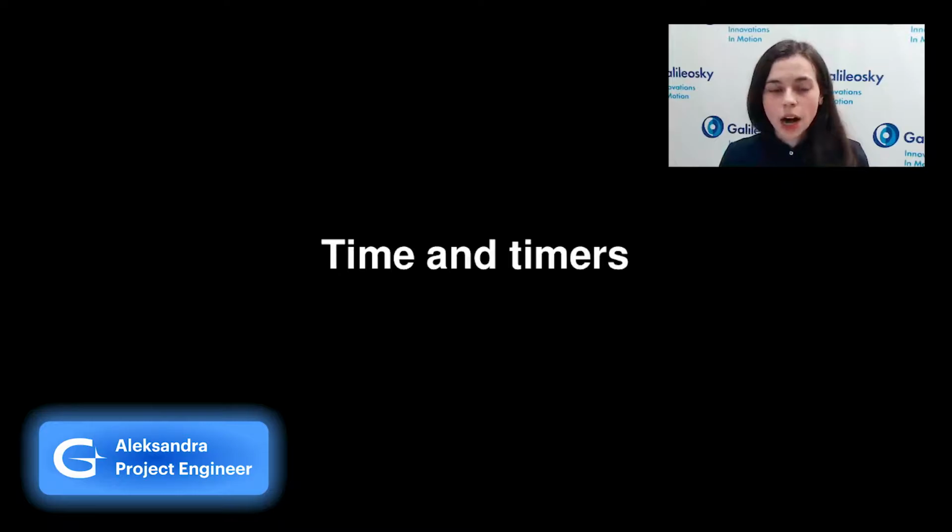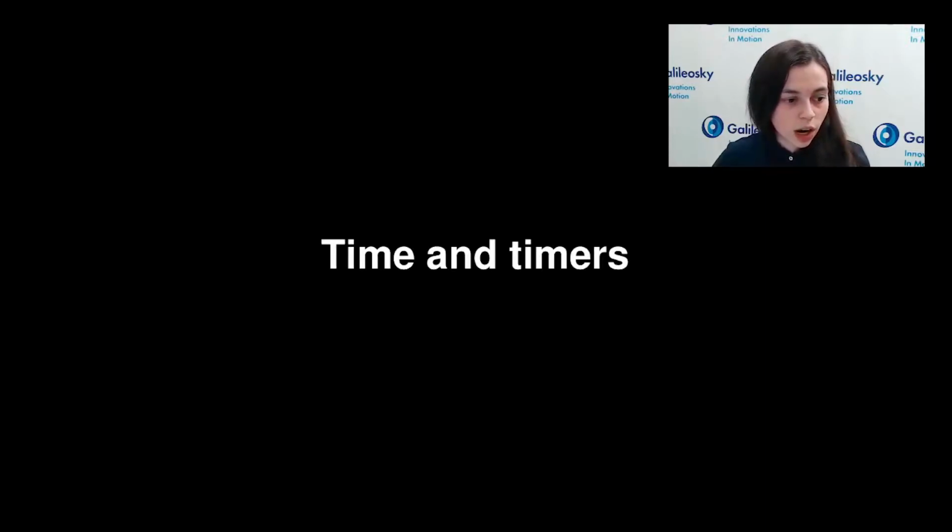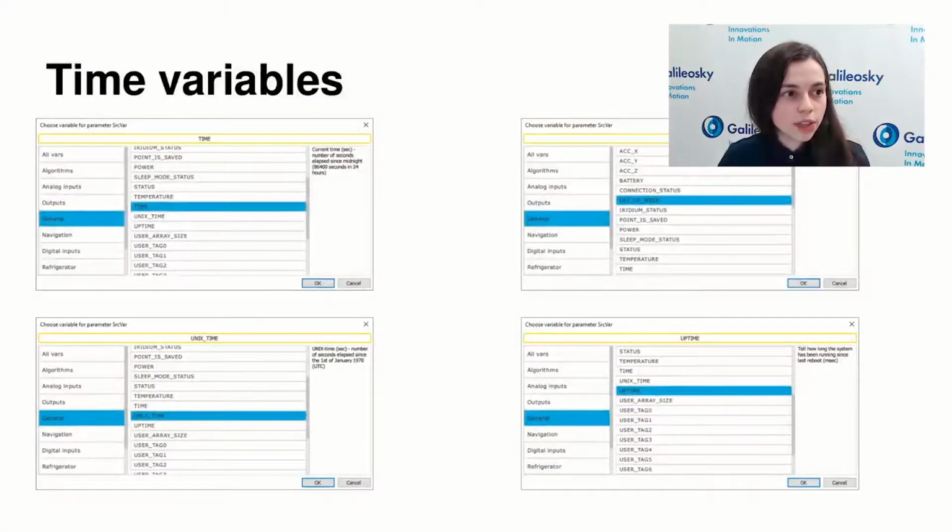Next part I would like to tell you about is time and timers. What is peculiar about it? What are the use cases of this? At first, where you can find them. When you select a variable in Easy Logic, there is a general subpage, and here you can find the following variables: time, Unix time, day of week, and uptime.